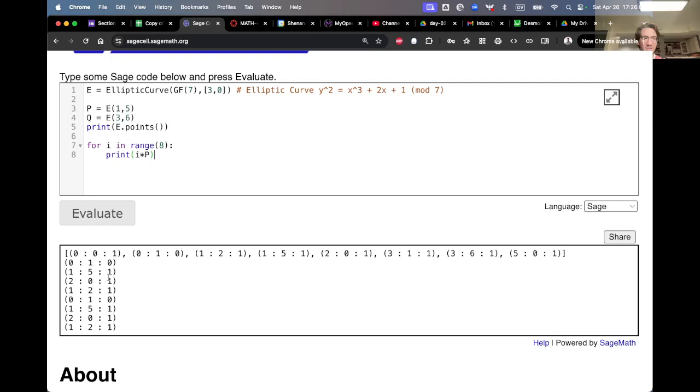And when I do that, I get 0, 1. So I get the identity element. That's 0 times P. And then 1, 5, 2, 0, 1, 2. And then I'm back to the identity element, right? So for instance, I never get the point 3, 1 out of P. I never get that point 3, 1. I only get these points: 0, 1, so the identity, 1, 5, 2, 0, and 1, 2. Sorry, I only get those 4 points.